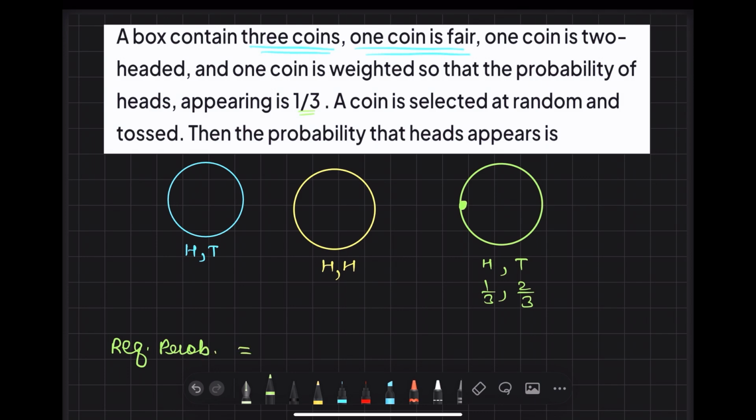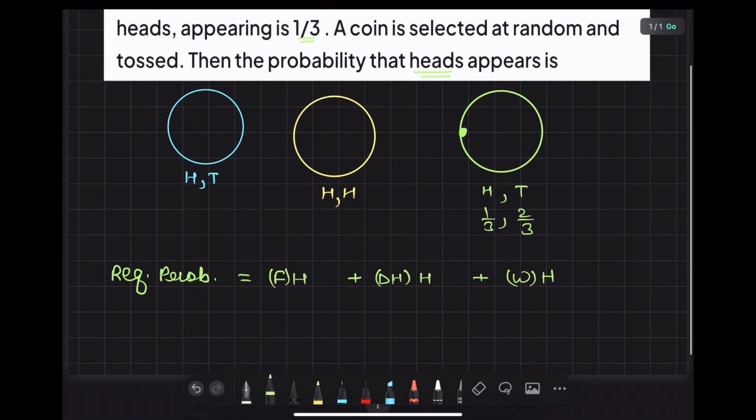So you know that you have to first select a coin. So you may have the blue coin, you may have the yellow coin, you may have the green coin. So can I say that we will have the fair coin and then we will get head, because we want head. We may have the double headed coin and then we want head. We may have the weighted coin and then we have head.